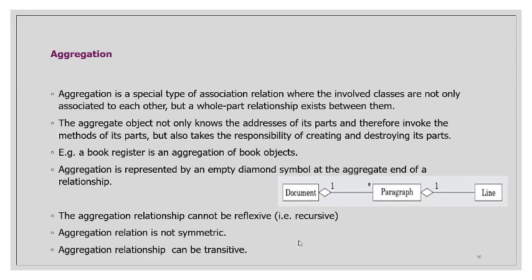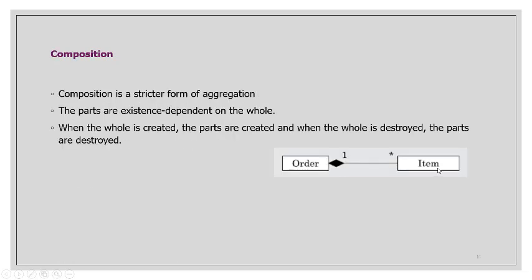In the previous example, there may be some paragraphs which are not in this document. So the whole paragraphs are associated with this document. Well, the whole items of these paragraphs are associated with this document. But here, if we say item and order, those items do not exist if there is no order.